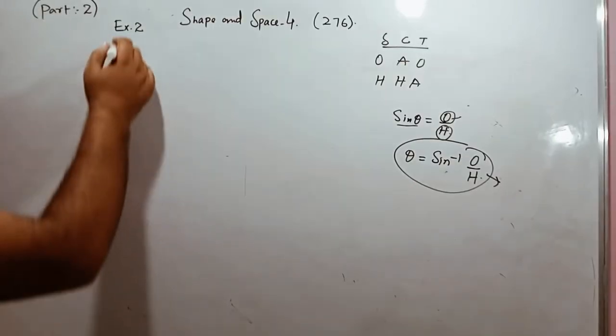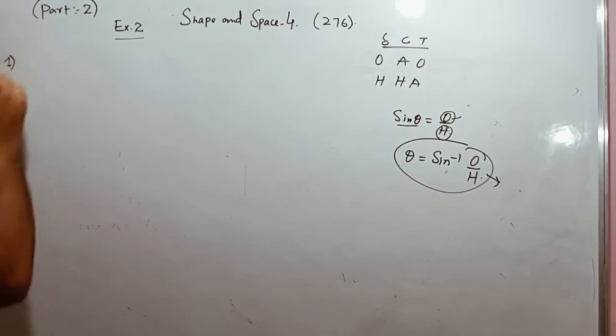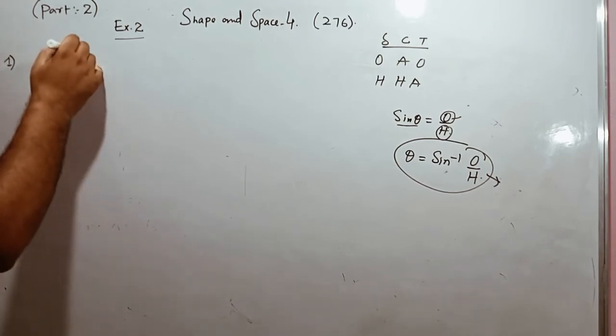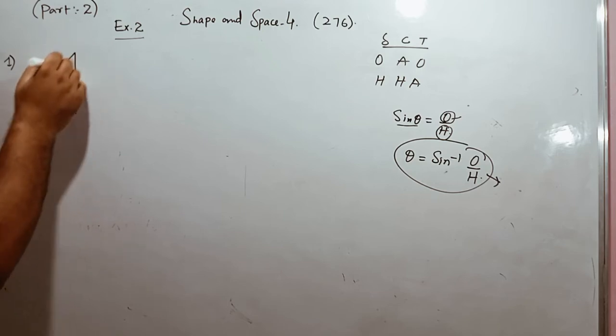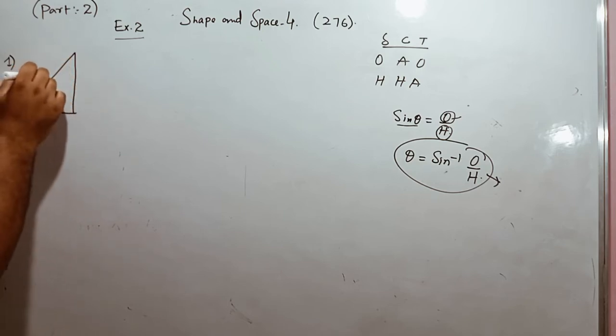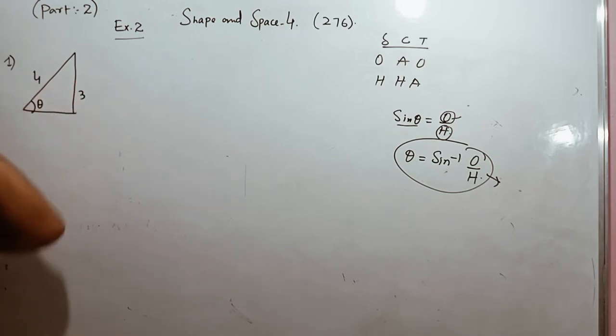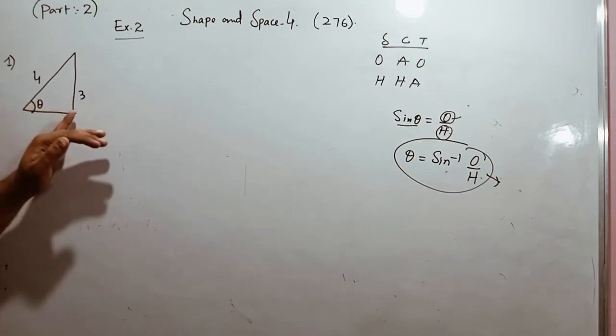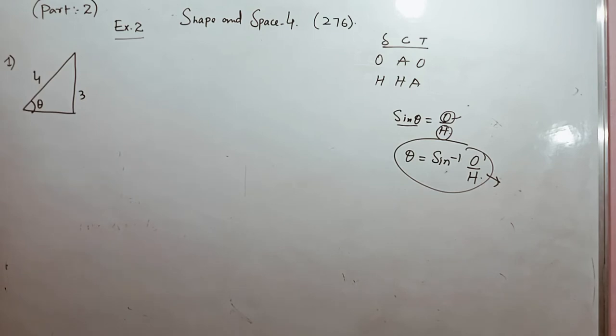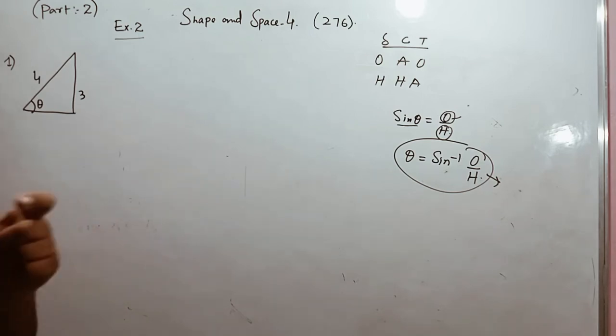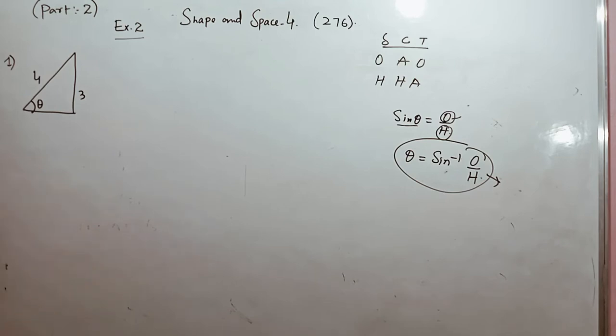Here we go, exercise 2, question number 1. Here it is a right angle triangle like this, and this side is 4, this side is 3, this is theta. First read the question. Give your answers corrected to three significant figures. Find each angle marked theta. So we should write the answer corrected to three significant figures. I have made a video on significant figures, where you can clear the concepts if you have any doubt while writing the significant figures.